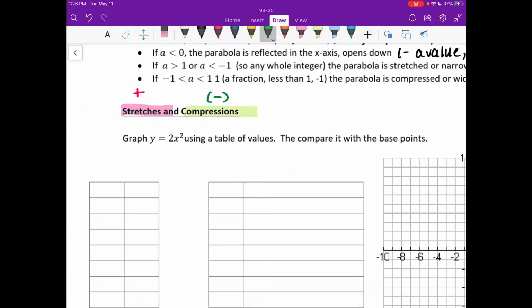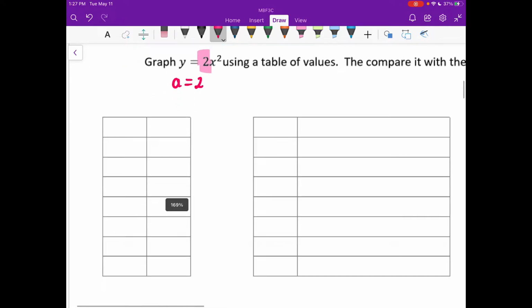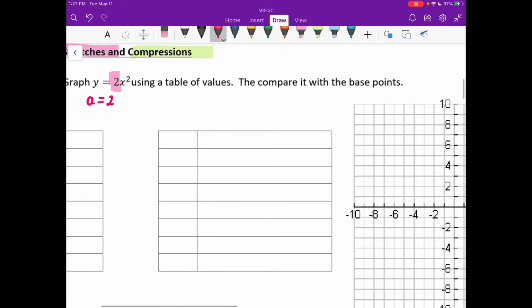Okay? So what we're actually going to do is draw the graph of y equals 2x squared, right? So here, if we look at our A value, it's always the number that the x is being multiplied by, the number outside of the bracket, so it's going to be our 2 value. So we know that A is equal to 2. I'm going to do both my base function, because it says to compare it with base points, which we know is going to be y equals x squared.